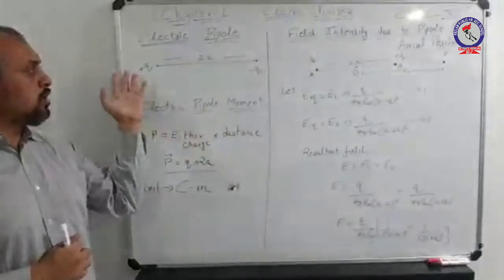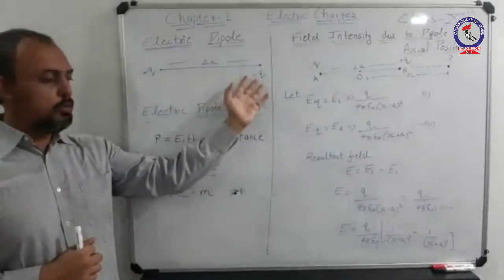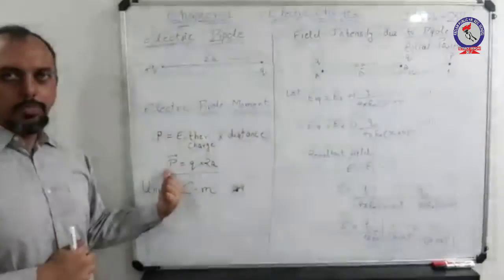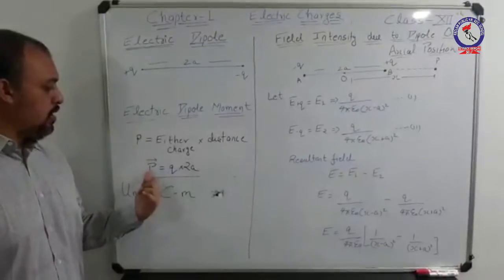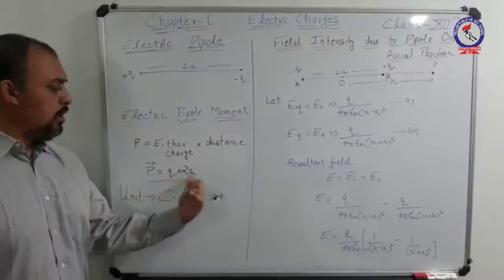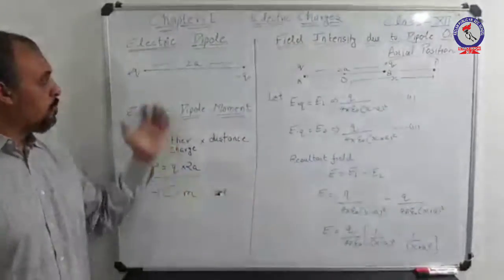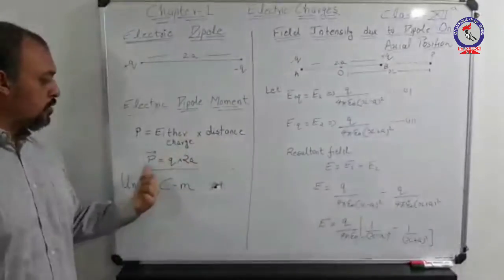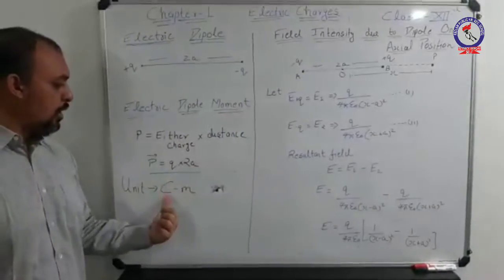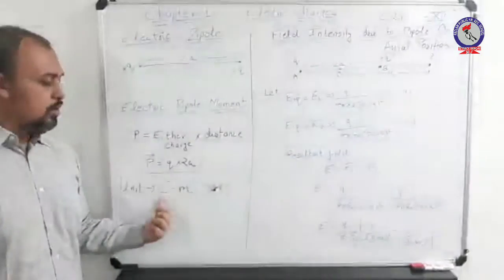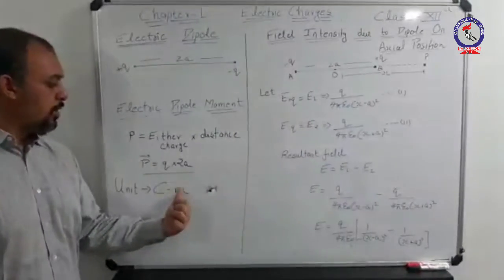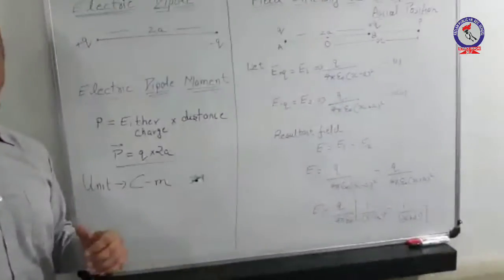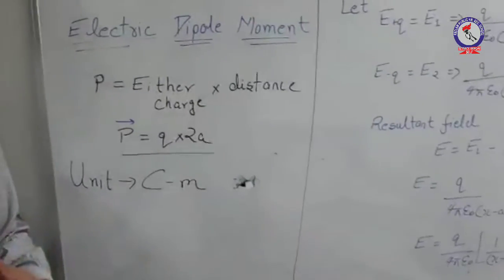So considering this diagram of electric dipole, the moment is expressed as P equals Q multiplied by 2A, 2A being the separation between the two charges. Now the unit of this electric dipole moment is Coulomb meter, Coulomb being the unit of charge and meter being the unit of distance. Remember, this electric dipole moment is actually a vector quantity.